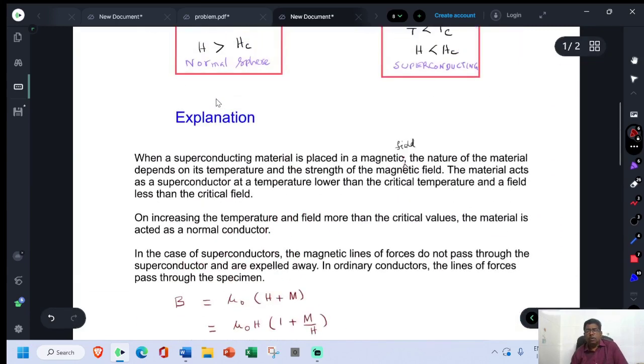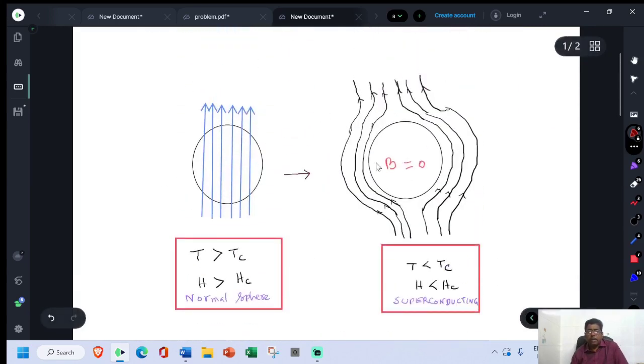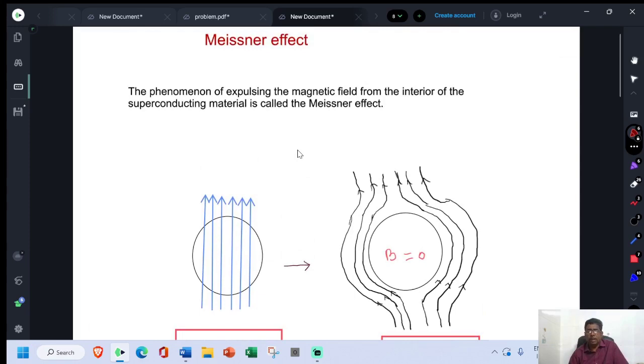According to Meissner, the value of B is exactly 0. But London pointed out that the value of B is not exactly 0. It decreases exponentially. Now we have to discuss the same in the case of London equations.